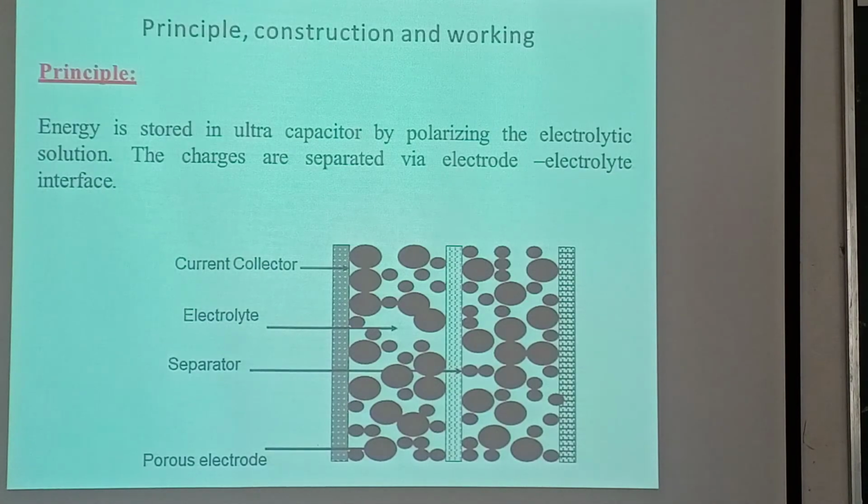So, the principal construction and working of a supercapacitor. Here we have shown the current collectors, then this is the electrolyte, this one is the separator, and these are the porous electrodes. So energy is stored in an ultracapacitor or supercapacitor by polarizing the electrolytic solution. This electrolytic solution will be polarized and the charge can be stored on these current collectors. So this is the principle of the supercapacitor.